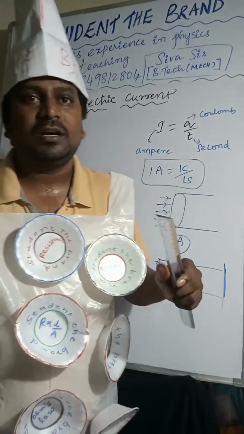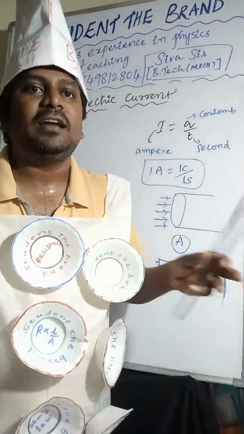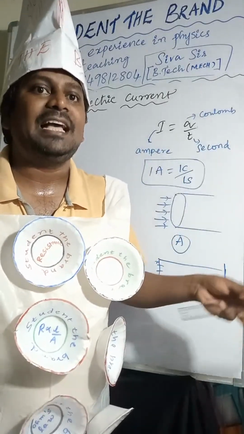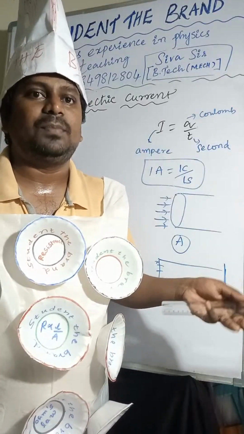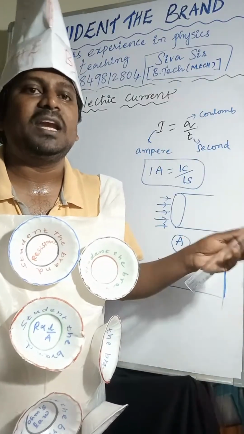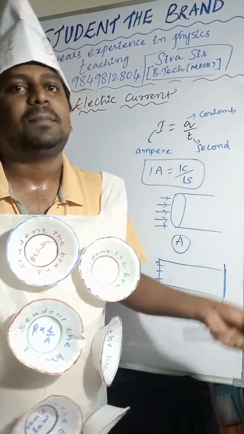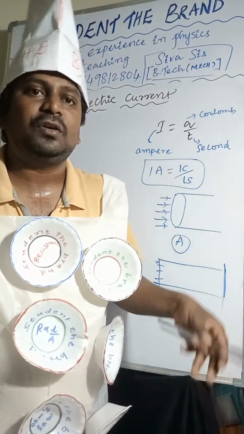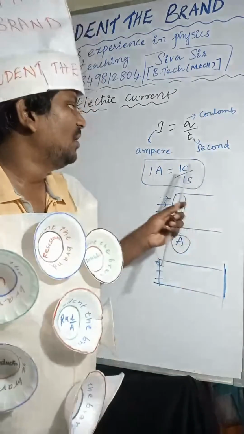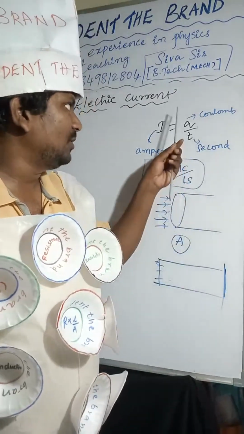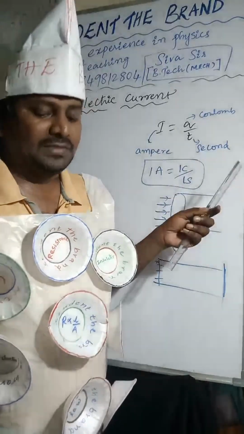Very important, one more question they will give: define 1 ampere. If they ask, define 1 ampere, then 1 ampere is equal to 1 coulomb of charge flowing through unit cross section area per second. That is called 1 ampere. So very important. Based on this, quantization of charge is also there.